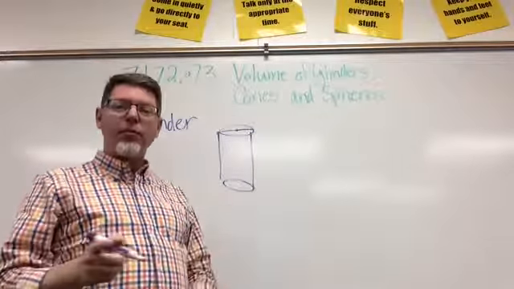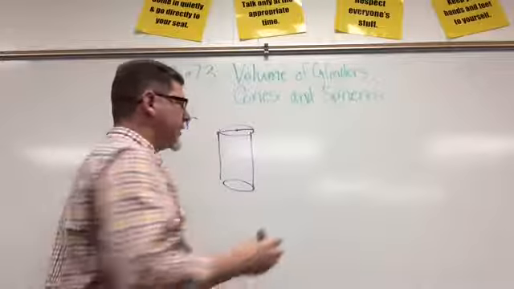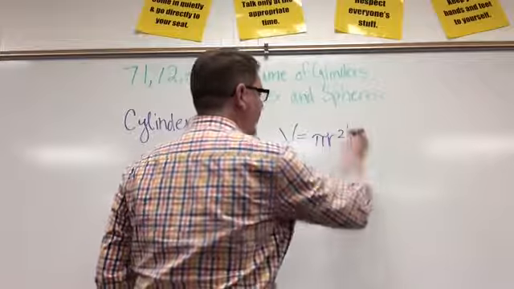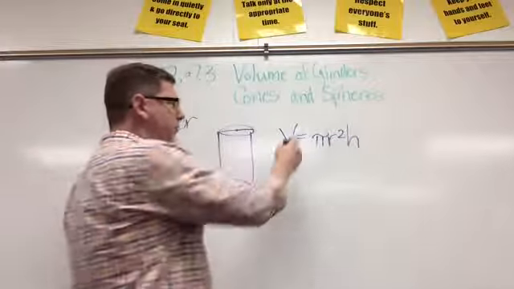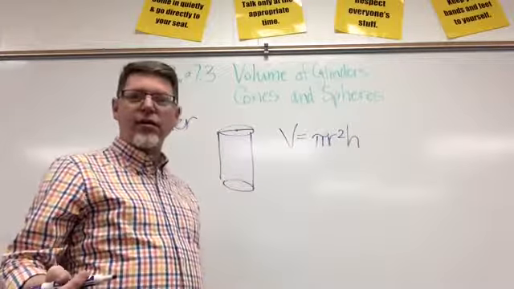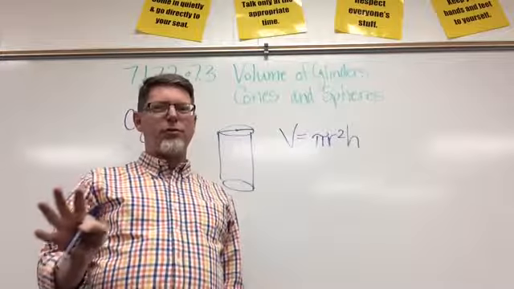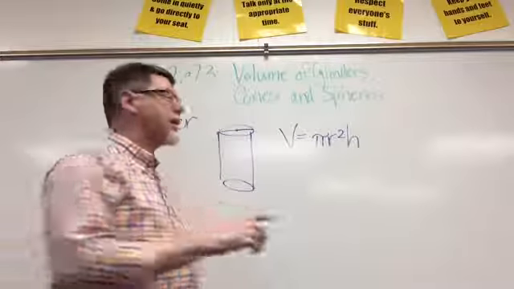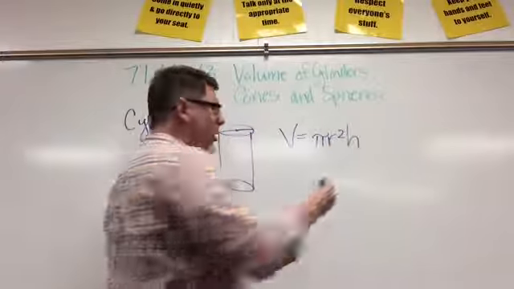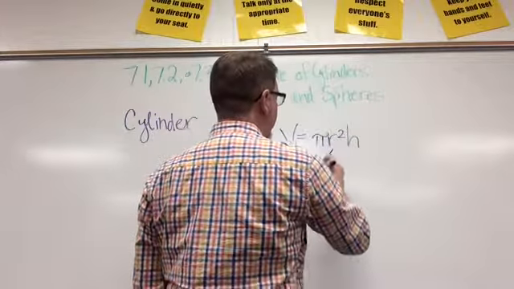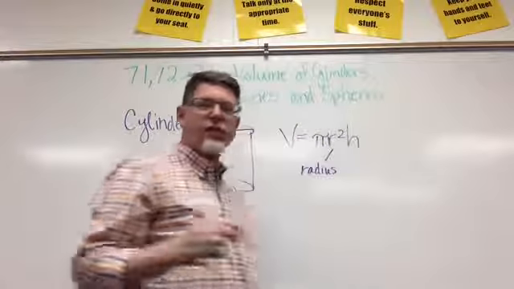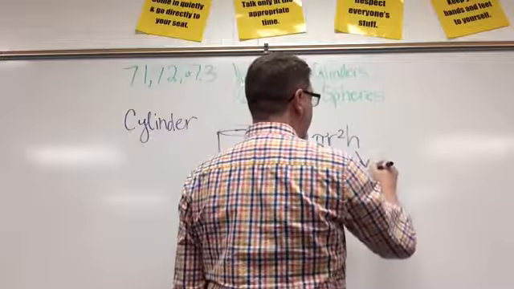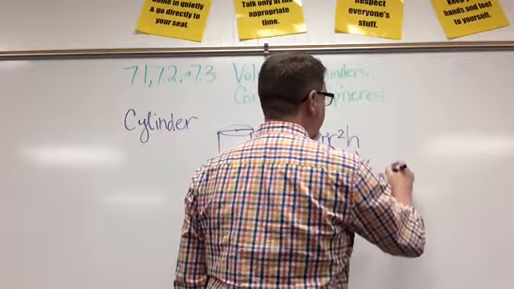The formula for finding the volume of a cylinder is V equals pi r squared h. V for volume. Pi is the pi key on your calculator. Used to, we would do 3.14. We're not doing that anymore. We're using the pi key on the calculator. R squared. R is the radius, which is the distance from the center to the outside edge, and h is the height of the cylinder.